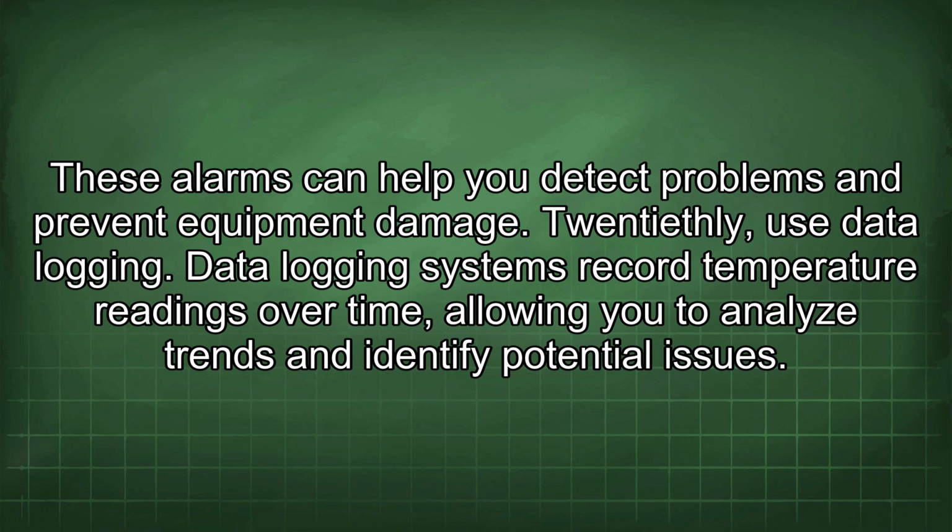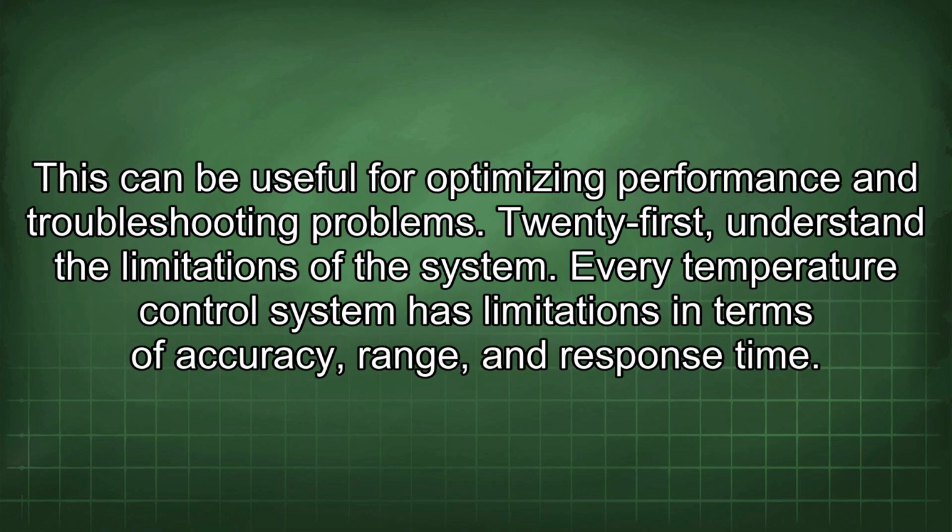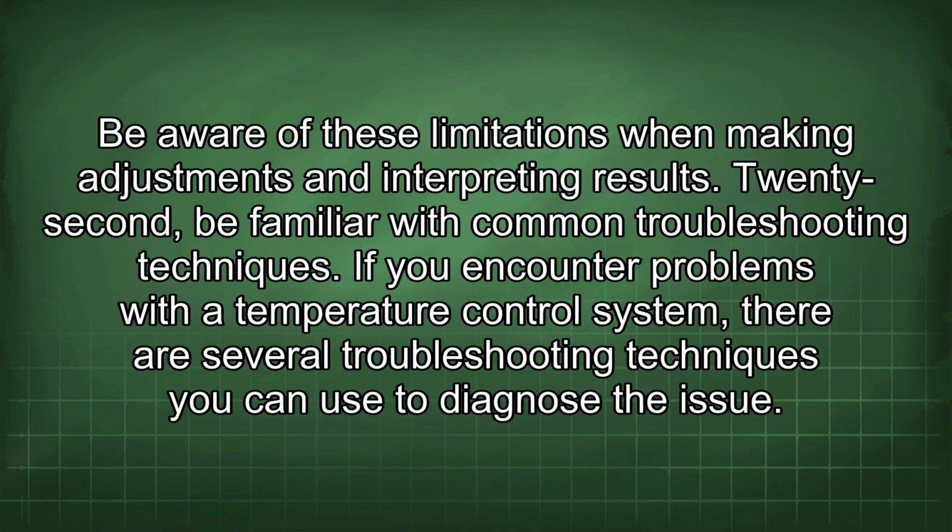Twentiethly, use data logging. Data logging systems record temperature readings over time, allowing you to analyze trends and identify potential issues. This can be useful for optimizing performance and troubleshooting problems. Twenty-first, understand the limitations of the system. Every temperature control system has limitations in terms of accuracy, range, and response time. Be aware of these limitations when making adjustments and interpreting results.